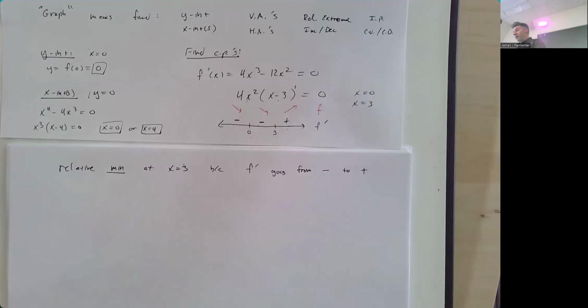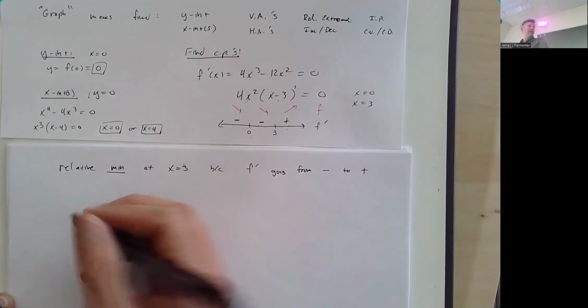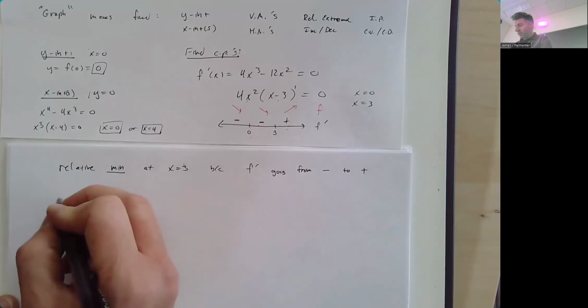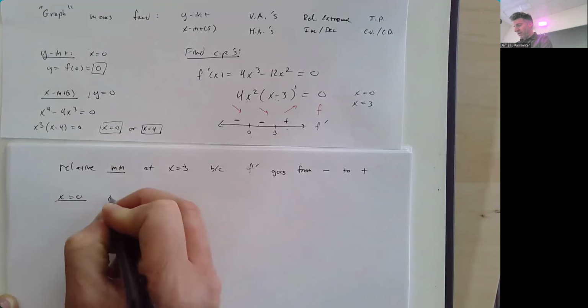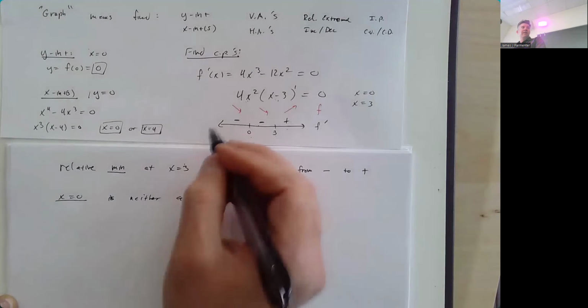On the other hand, at 3 we have a relative minimum. We don't have anything at 0. So x equal to 0 is neither a minimum nor a maximum, because it's decreasing.